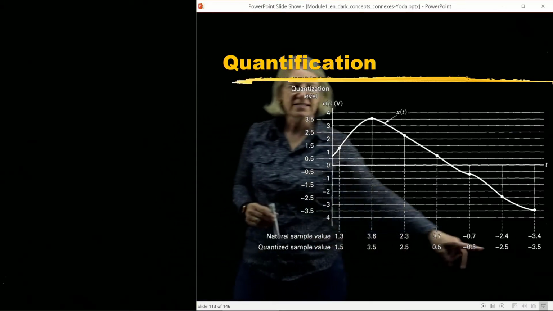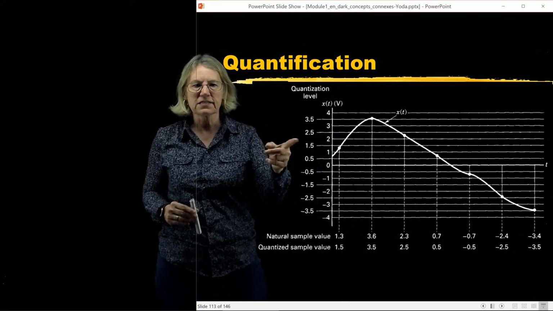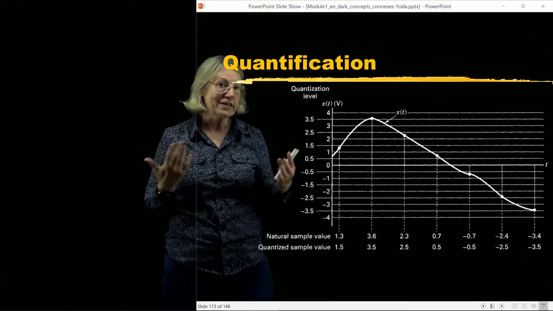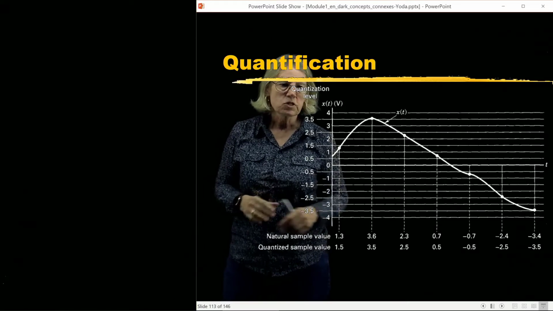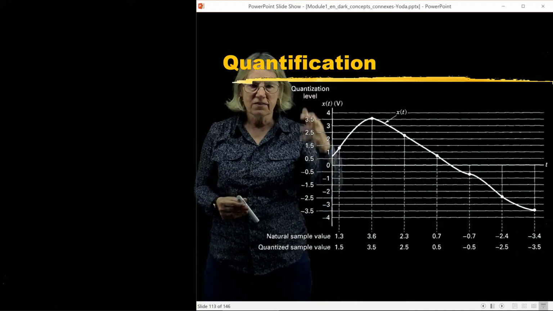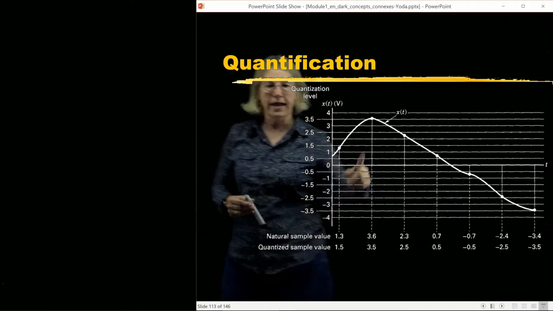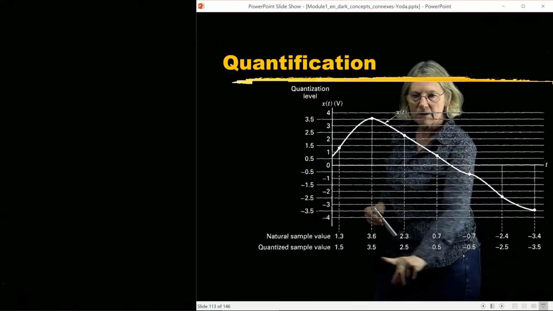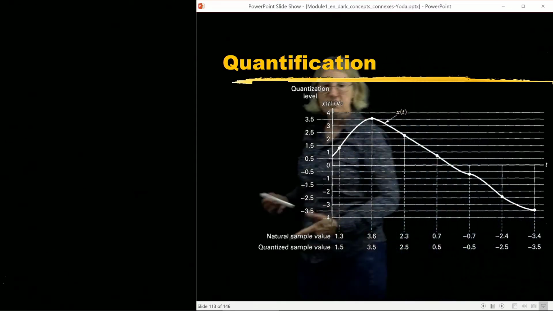So here on the quantized values, it's always one of these points separated by 1 volt and centered around a half a volt. We can see here the different quantization levels, and as we sample, as we go along this waveform, we see here what are the quantized values.